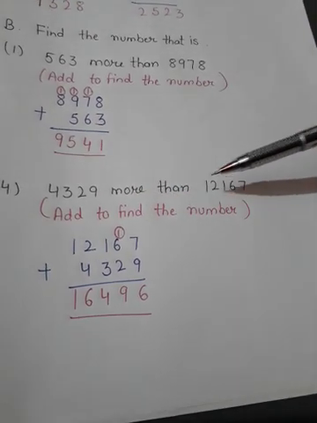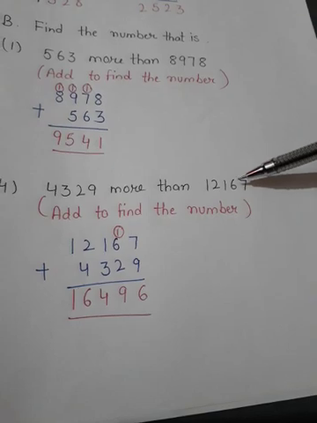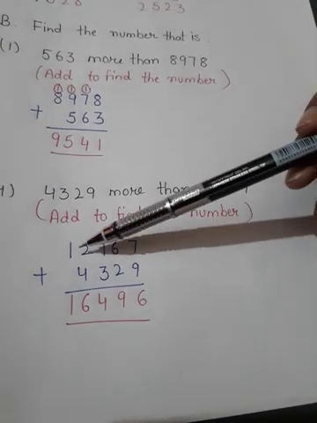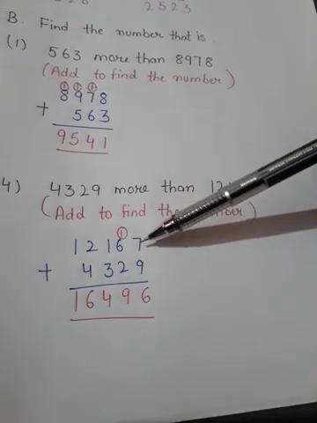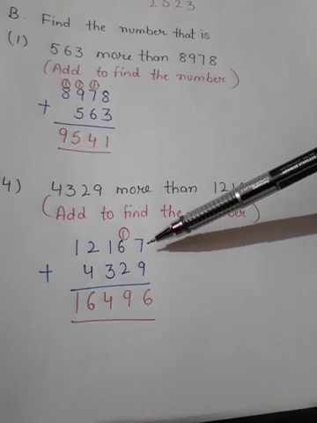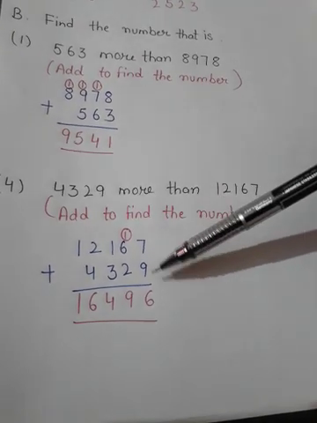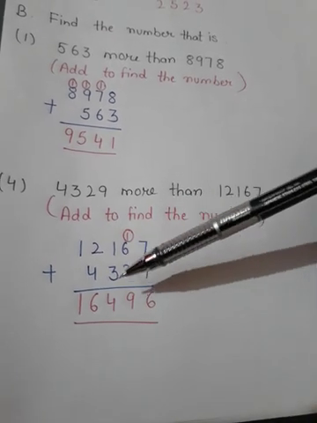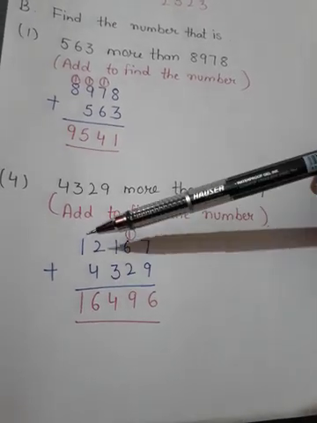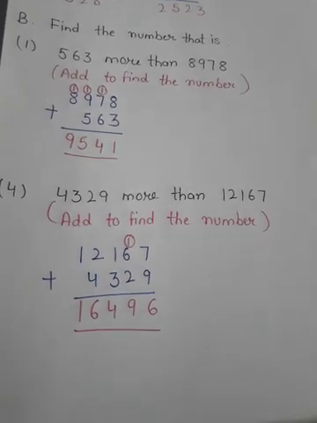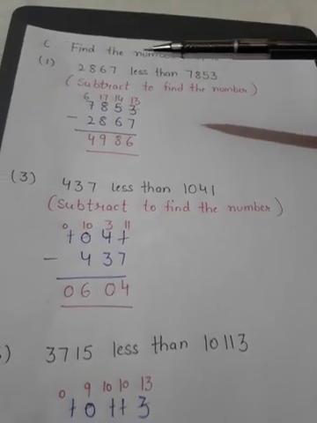Now the fourth part: 4329 more than 12167. Again, we have to find more than, so we will do addition. So right here, 12167 plus 4329. Addition starts from here. 9 plus 7 is 16, 6 here, 1 carry. 6 and 2 is 8 and 1 is 9. 3 and 1 is 4. 4, 2 plus 2 is 6 and 1 as it is. So the answer is 16,490.